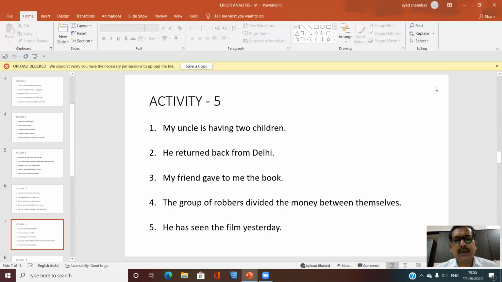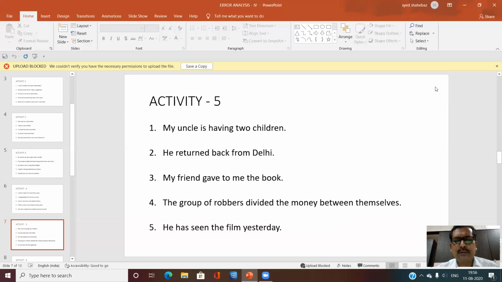Next, my friend gave to me the book. Here, the preposition to is not necessary. My friend gave me the book, because here the verb gave is used as intransitive verb. Don't use to. My friend gave me the book.